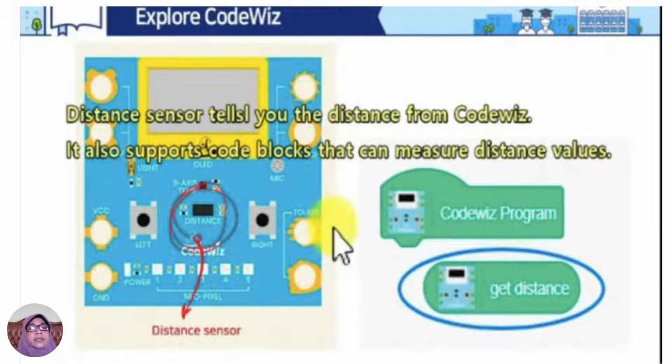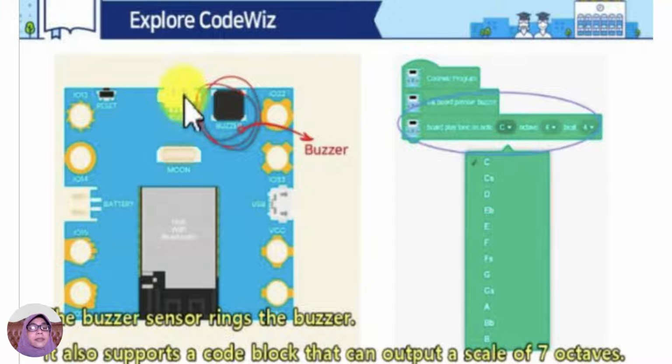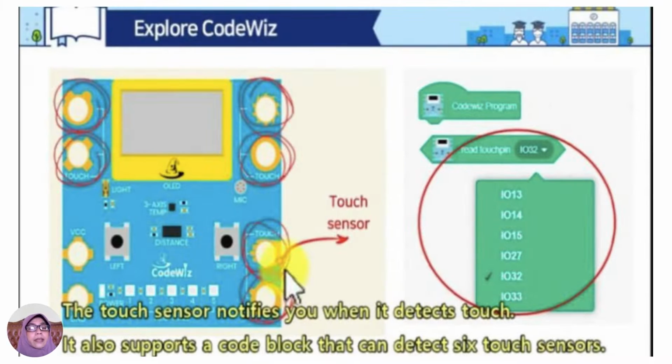The distance sensor tells you the distance from CodeWiz. It also supports code blocks that can measure distance values. The buzzer sensor rings the buzzer. It also supports a code block that can output a scale of 7 octaves. Next is the touch sensor, which notifies you when it detects touch. It also supports a code block that can detect 6 touch sensors.